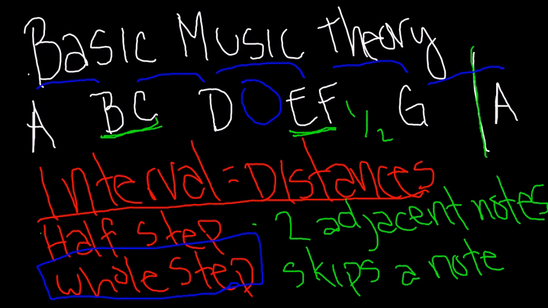If you're playing a guitar, you might say that the half step distance is from, let's say, fret 3 to fret 4, or fret 5 to fret 6, or fret 12 to fret 11. It's two adjacent frets. And a whole step would be skipping over a fret.